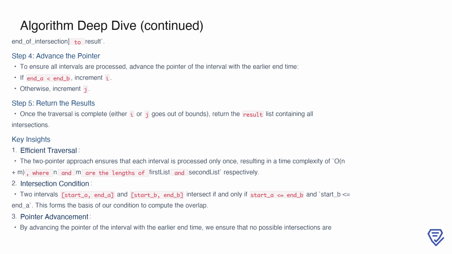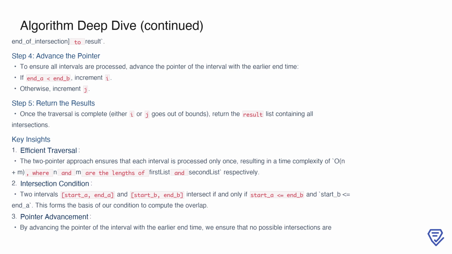To ensure we process all intervals, we advance the pointer of the list whose current interval ends first. This is because any subsequent intervals in that list cannot overlap with the current interval from the other list. Once one of the pointers goes out of bounds, we stop the traversal and return the result list containing all intersections.